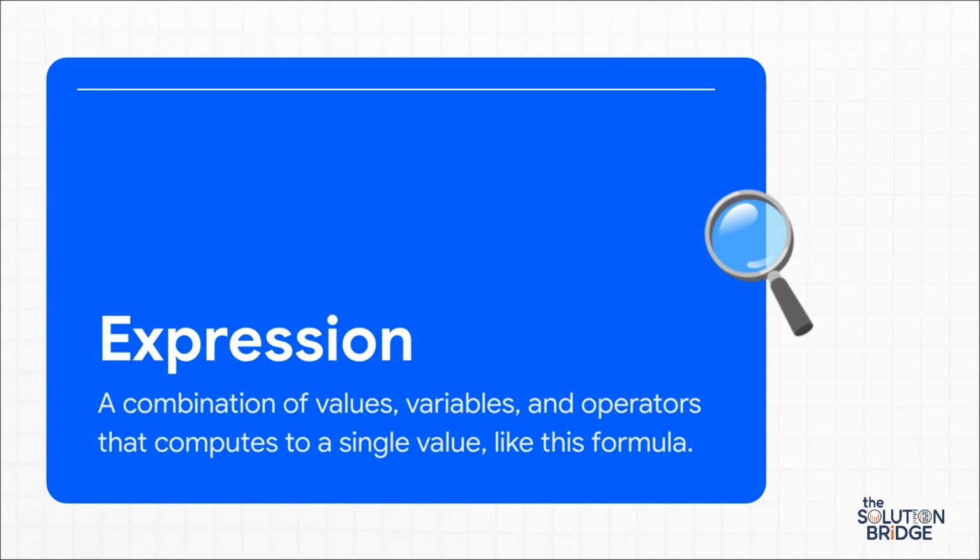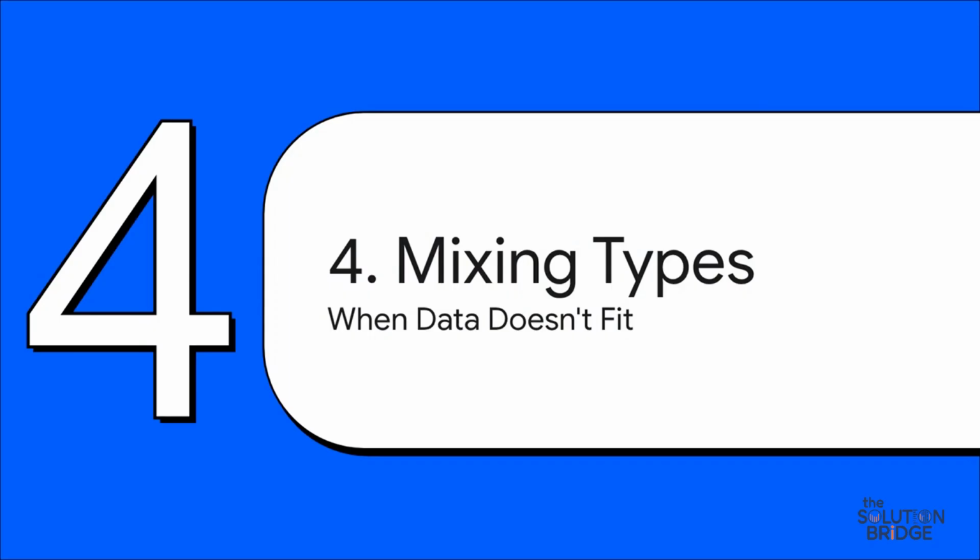An expression is basically just a recipe. It's a set of instructions that takes values, either raw numbers or values from our variable boxes, and combines them using operators like plus or minus or multiply. The whole thing gets crunched down into a single new value, which we can then, you guessed it, store in another box. This, of course, leads to another interesting challenge.